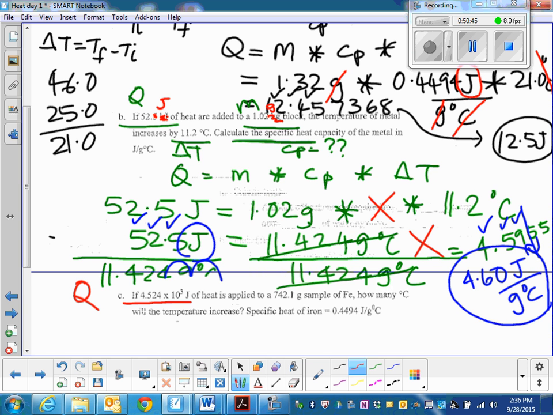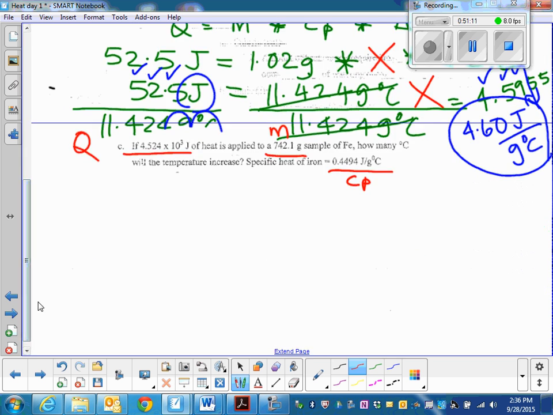In heat problems, what is it? Units. It's units, units, units. You have to pay attention to units. What is this, David? That is mass. What is this? Joules over grams degree Celsius. So let's write the equation. What do you think you're solving for in this equation? Are we solving for delta T? Q equals, what is the equation, David?